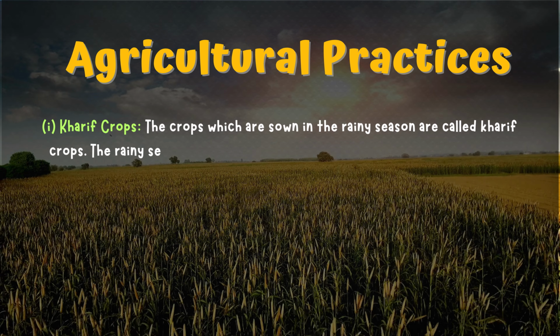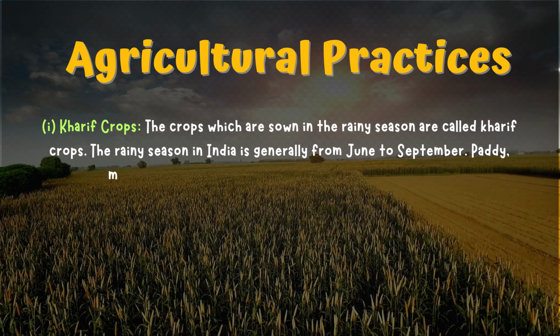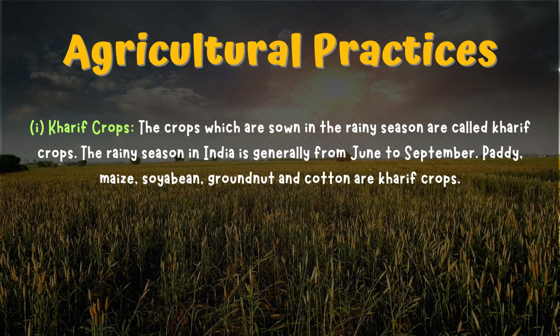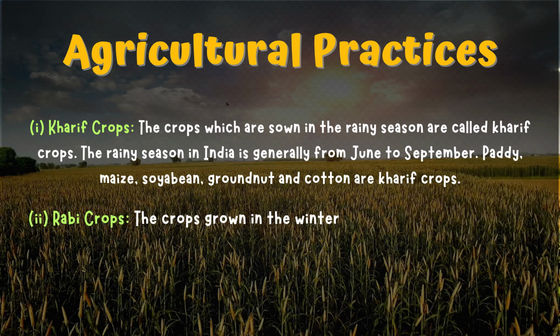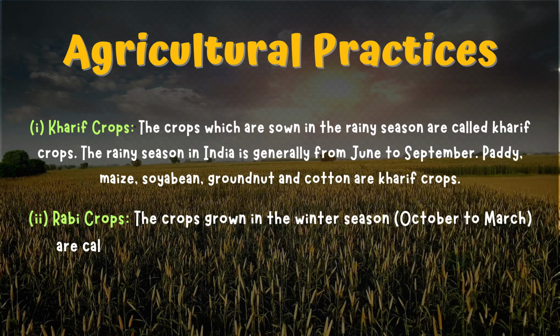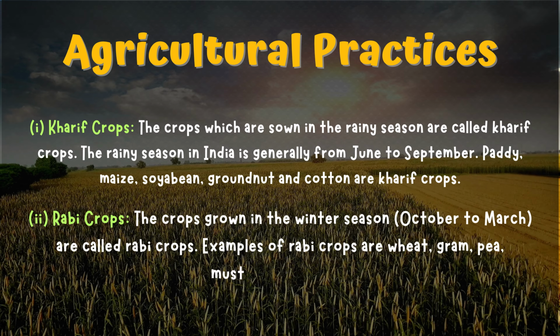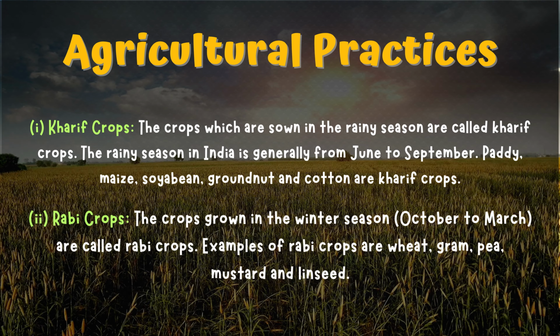The rainy season in India is generally from June to September. Paddy, maize, soybean, groundnut and cotton are Kharif crops. 2. Rabi crops. The crops grown in the winter season, October to March, are called Rabi crops. Examples of Rabi crops are wheat, gram, pea, mustard and linseed.